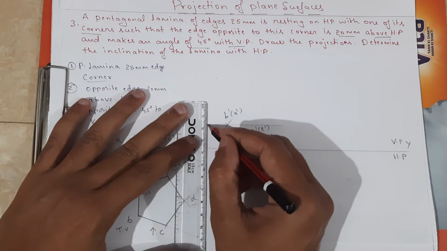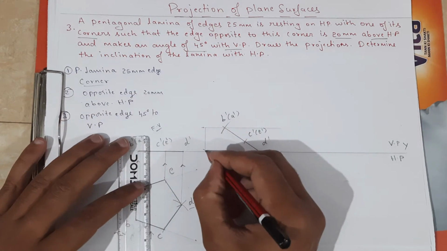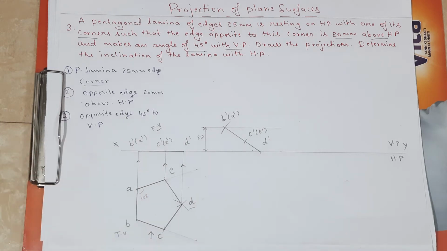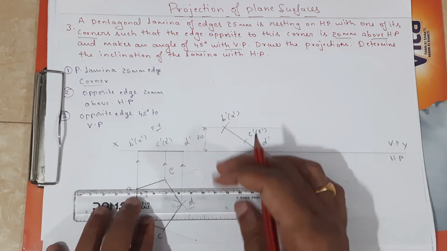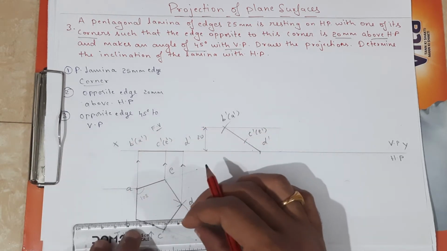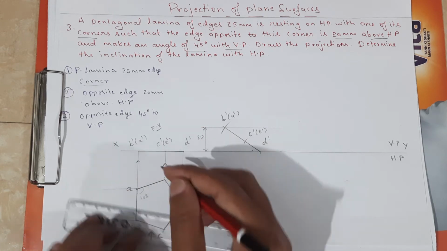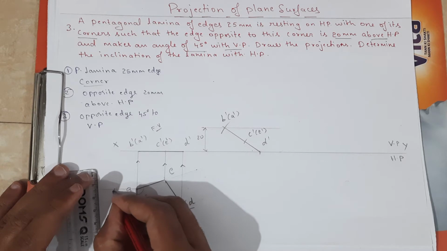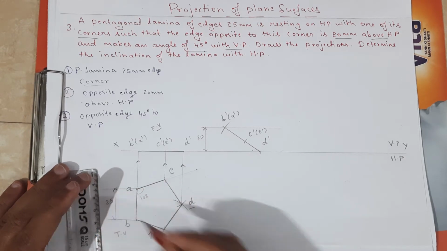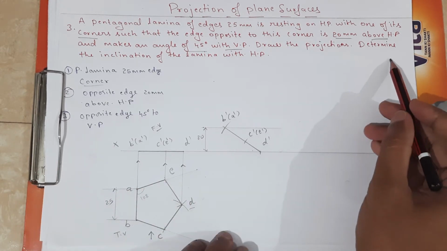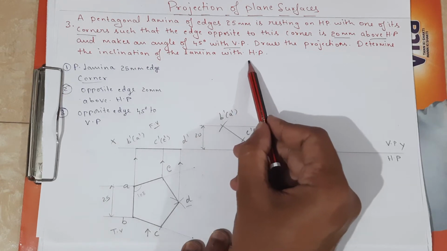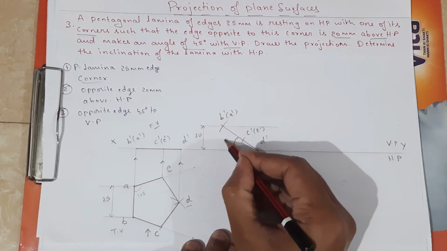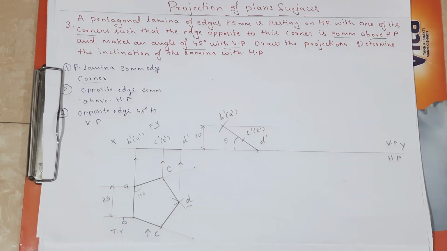So what is this? This opposite edge is 20 mm above. And also we need to refer to the dimension. What is the dimension they have given? Okay, the dimension here is 25 mm. And they are asking to determine the inclination of the lamina with HP. So this is the inclination of the lamina with HP that you can measure afterwards.